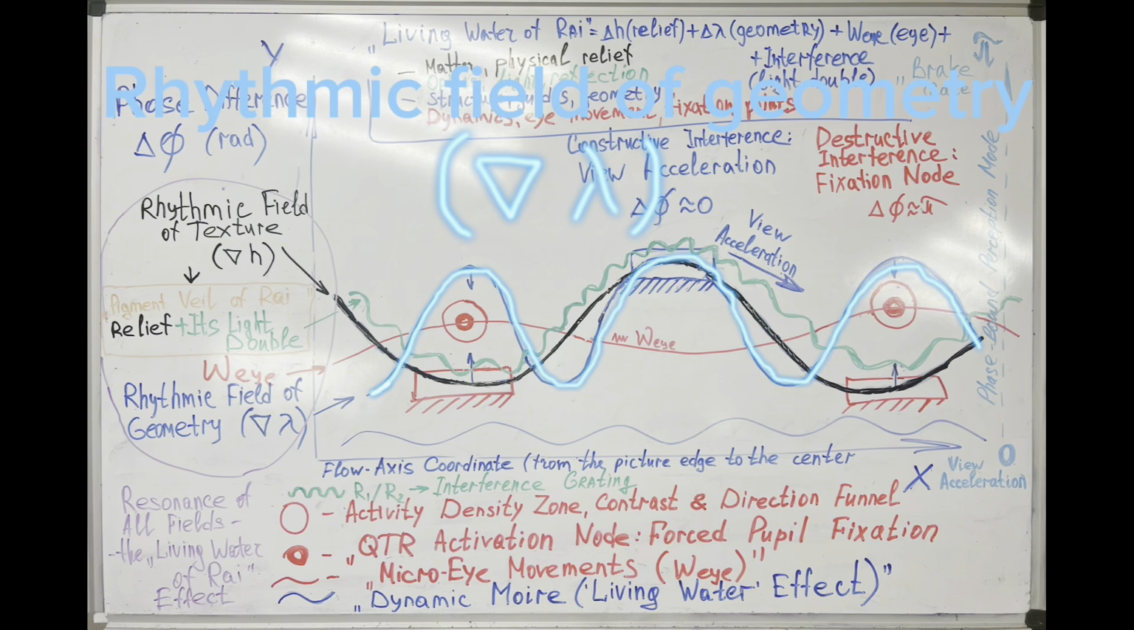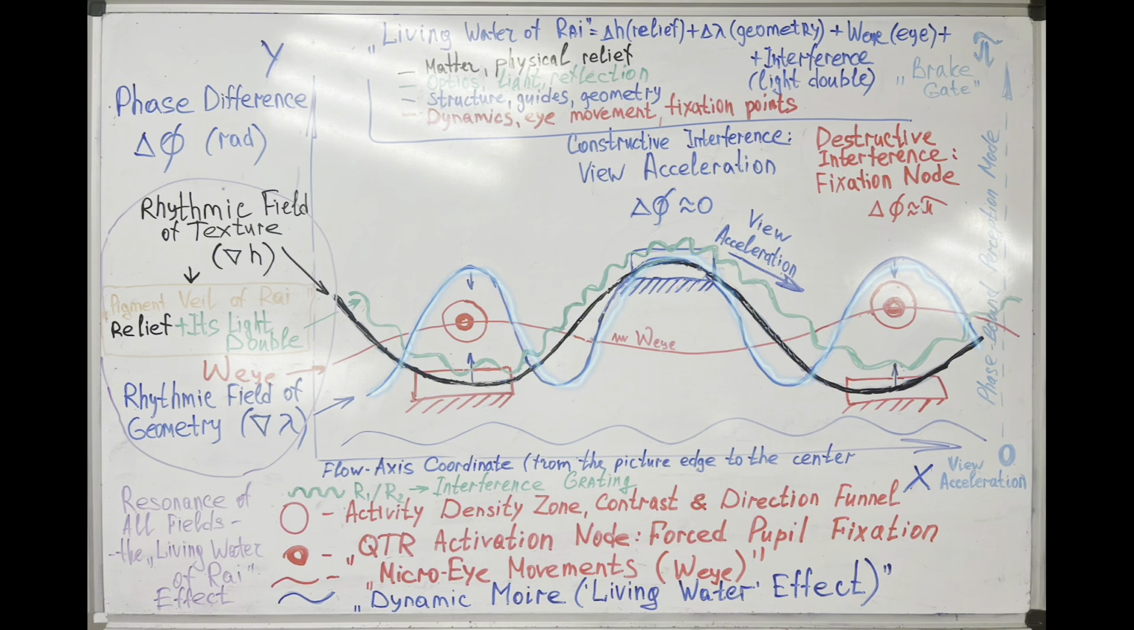Next to it is the blue line. This is the rhythmic field of geometry, the structure, the guides, the rhythm that gives the painting its vector. In the QTR system, this line forms Rai's vector flow. It does not repeat the relief but organizes the movement of the gaze within the canvas space. Now let's look at how these fields interact.